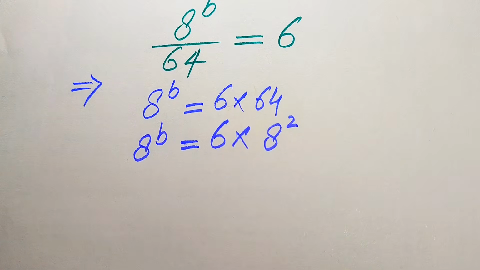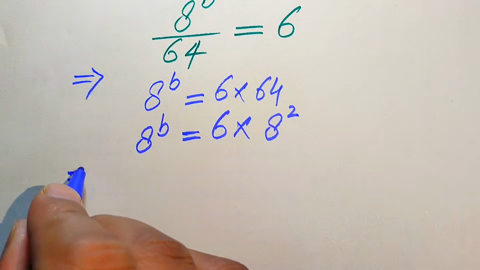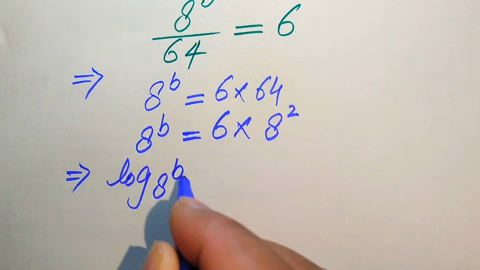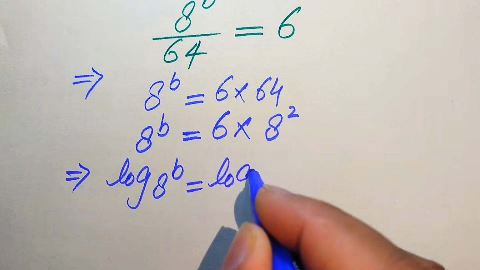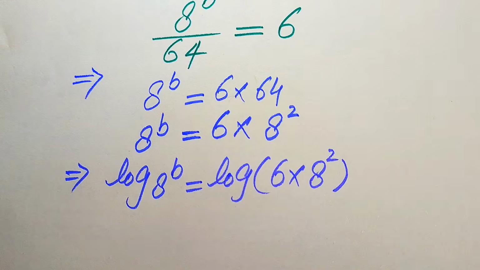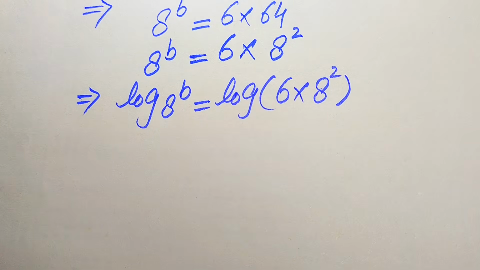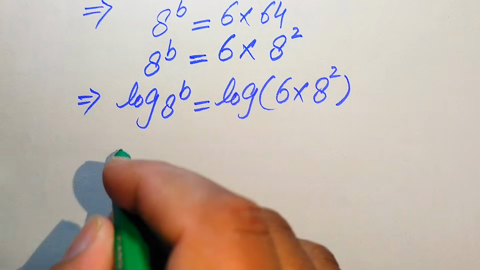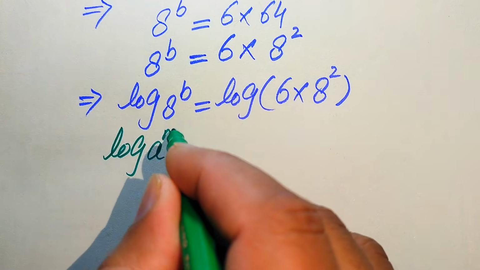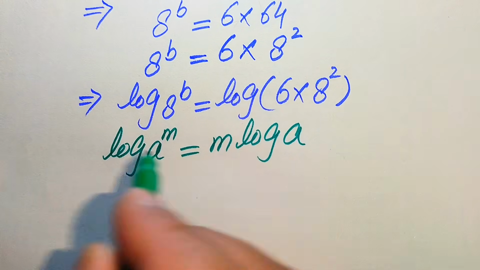So here we solve this problem with the help of logarithm, so we apply a log on both sides, and it will be written as log of 8 to the power of b is equal to log of 6 multiplied by 8 squared. Here we use two nice properties of log, which we can state here. The first property is, if you have log of a to the power of m, this is equal to m times log a.